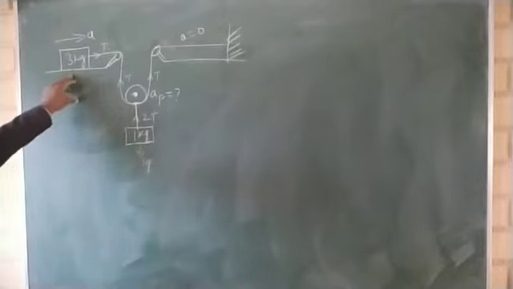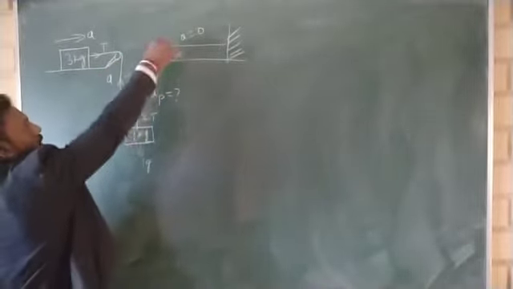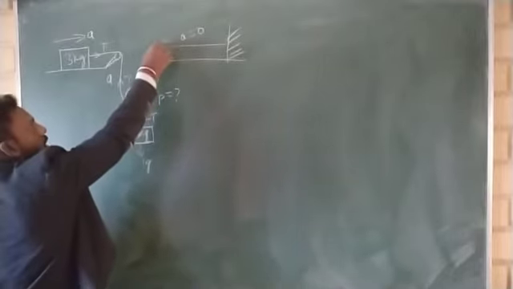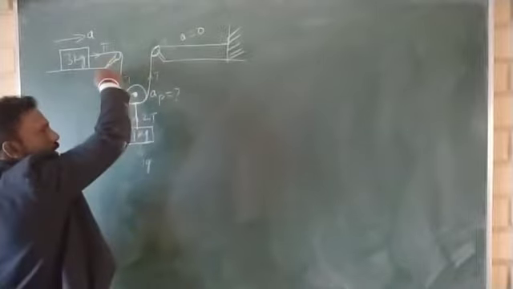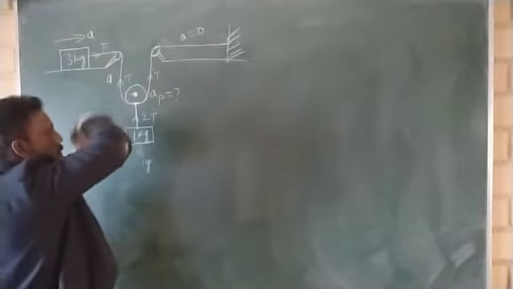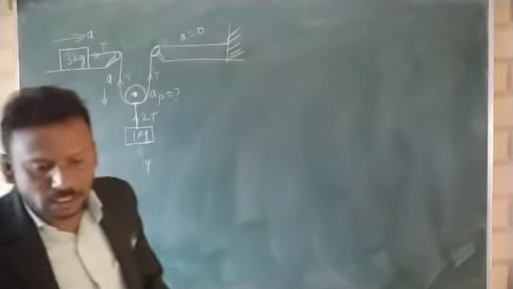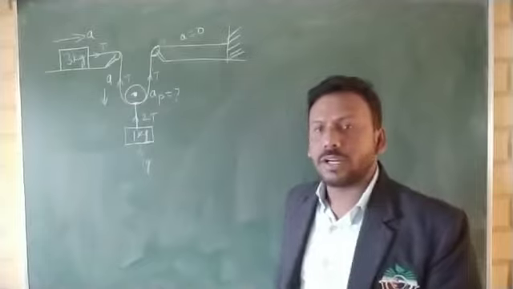Acceleration of the movable pulley. This acceleration is A. This acceleration is 0 because this string is fixed. This end is fixed. Therefore only this end is in motion. Therefore acceleration is in downward direction. Clear?